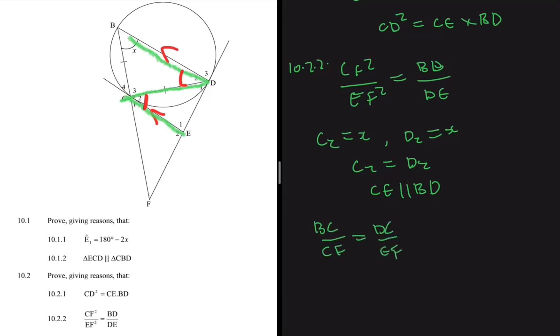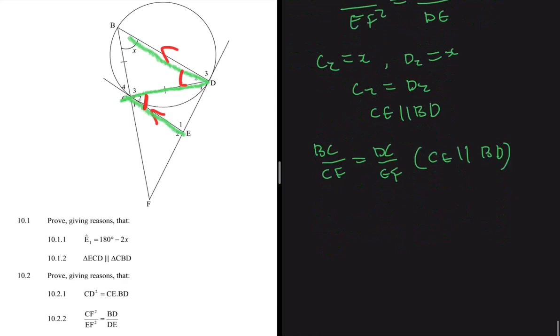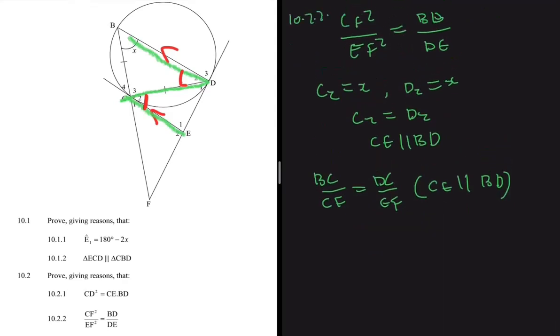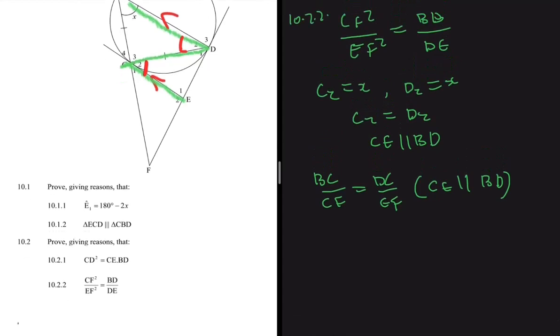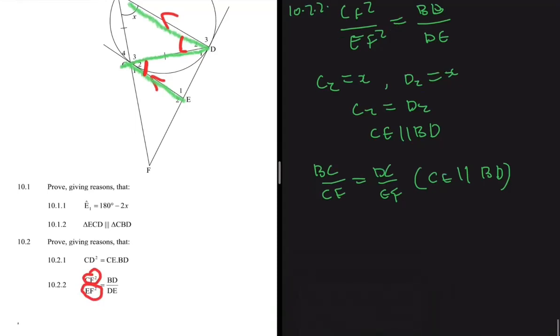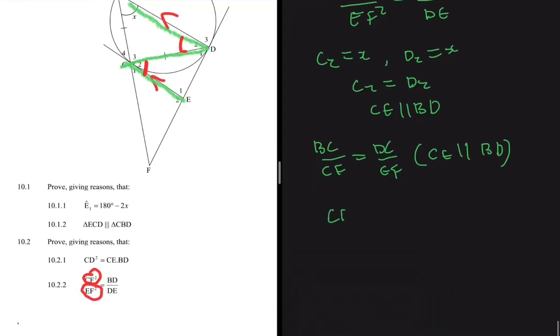We can play around with things like this once we have proved that CE is parallel to BD, right? We can play around with those ideas, but that's not where we're going. That's not what the question is asking us. We have to look at CF and EF, right? We are guided by the question. So let's say CF divided by EF and see where that can take us.